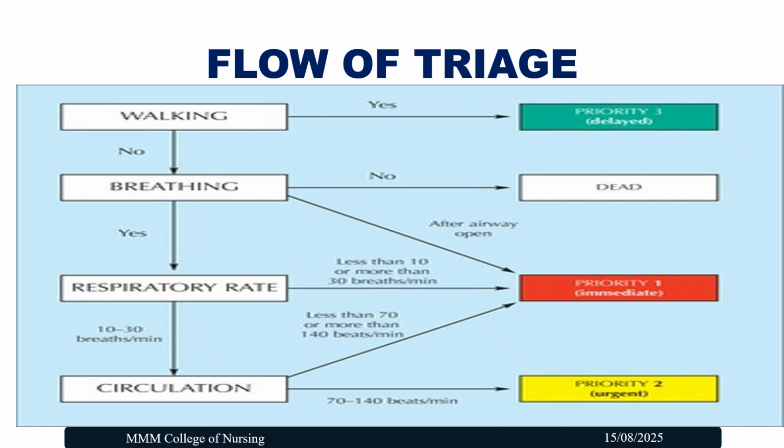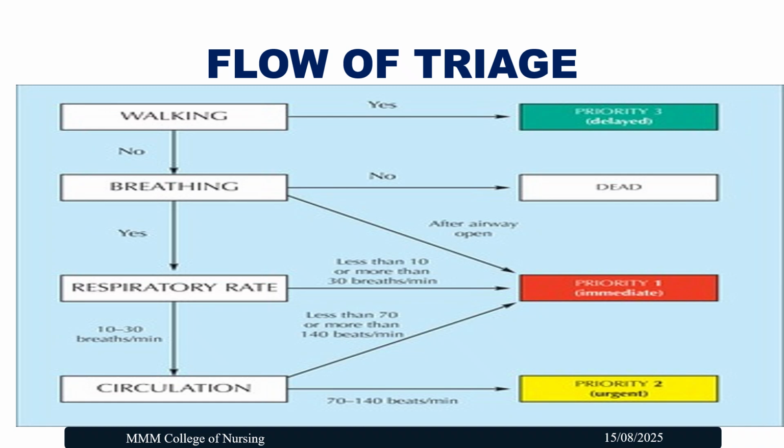If there is no breathing, she is declared dead in order to do anything else. Suppose after doing the airway clearance the airway opens and she is able to breathe, we can put her into category 1. That means we have to give more priority to this mother for care. And when the respiratory rate is less than 10 or more than 30 breaths per minute, in that case also we put her into category 1, that is, we give the most priority to provide care.